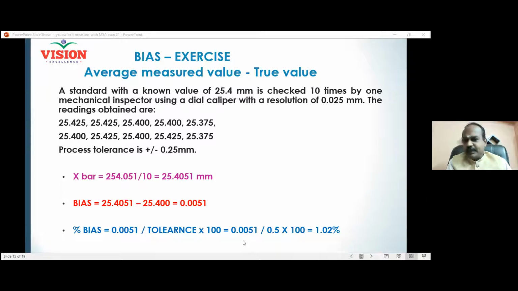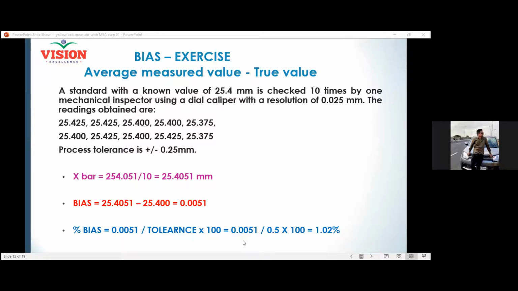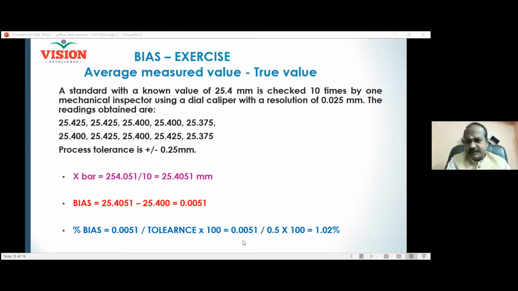If that is not happening, how will you sort it out? You need to increase the frequency of calibration. For example, how frequently do you calibrate your gauges? Once in a year or once in 6 months? Once in a year. Okay, once in a year.